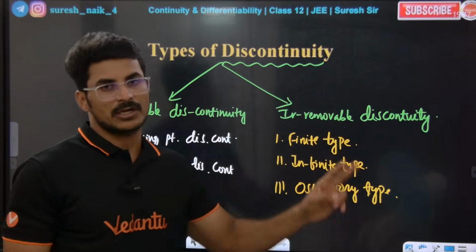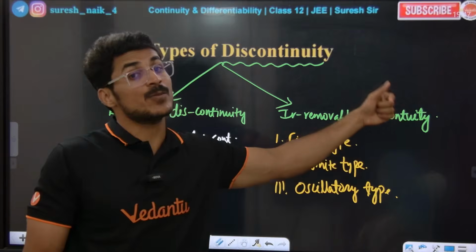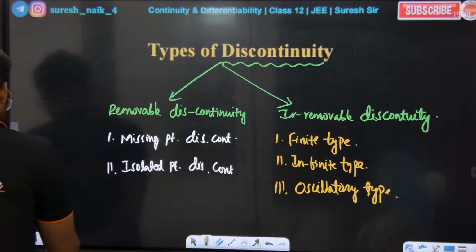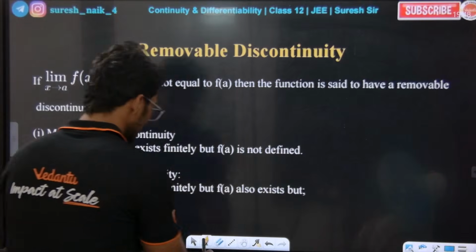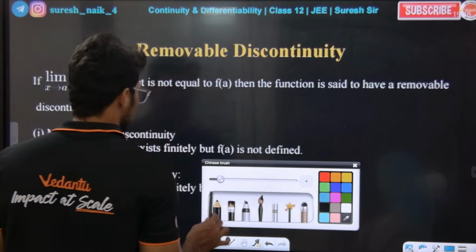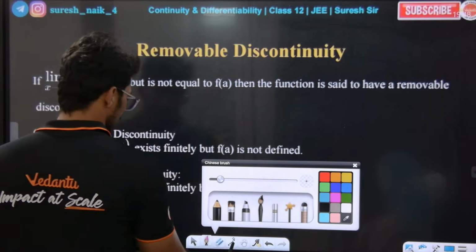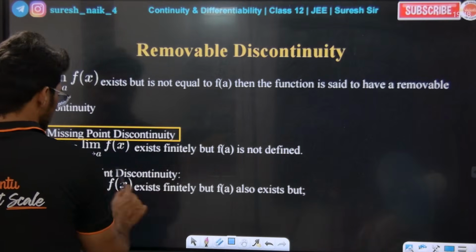There are two types of discontinuity. One is the removable discontinuity. Another one is irremovable discontinuity. Sir, first I'll try to directly discuss what is removable discontinuity. Everybody listen to the class. Removable discontinuity has two types. First one is missing point discontinuity. Second one is isolated point.